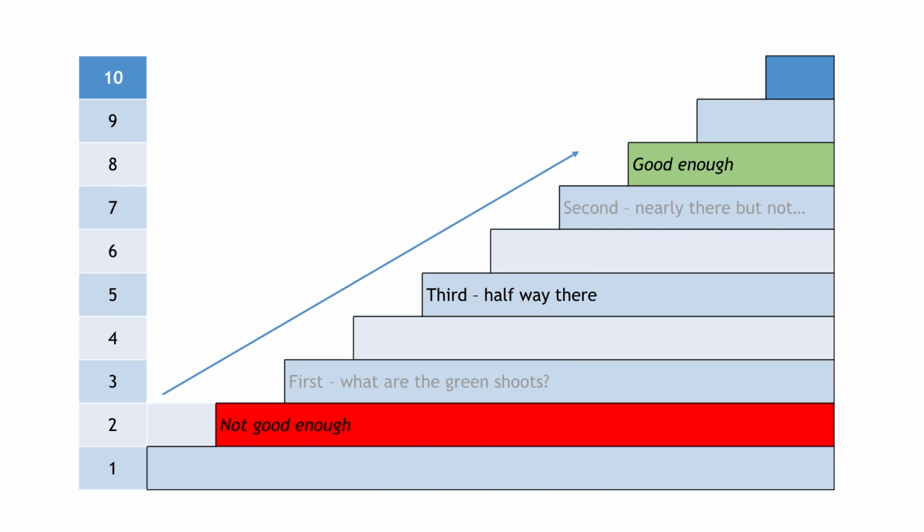Next, we look at step 5. This is the midway point between 3 and 7. The progress at step 5 will bridge the gap between 3 and 7. By step 5, there should be good progress in addressing the change.